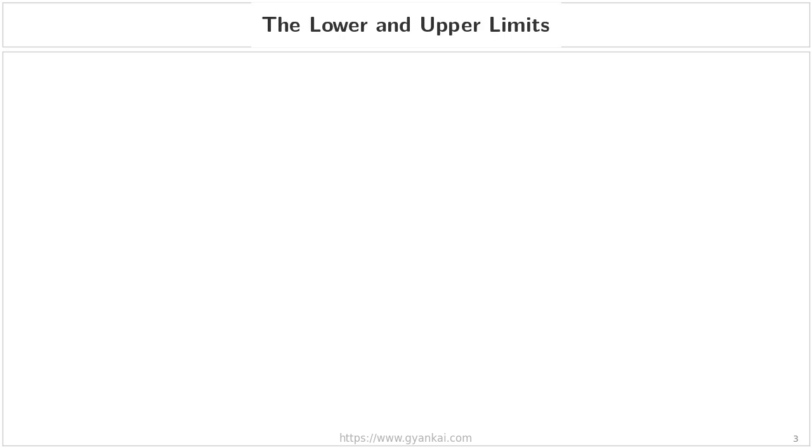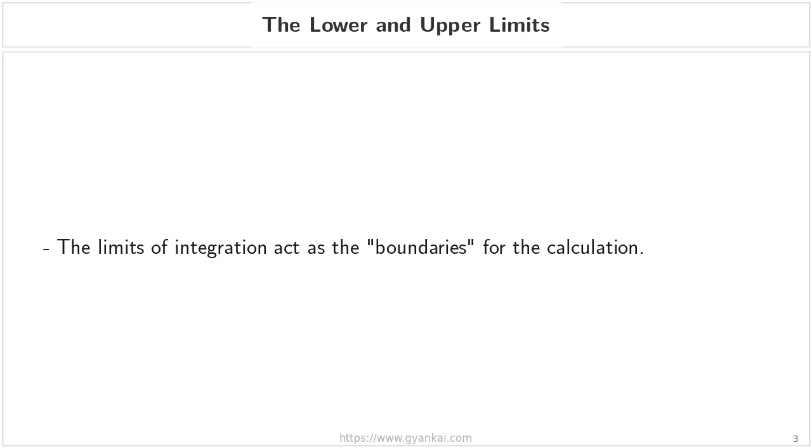The lower and upper limits. The first line here tells us that the limits of integration essentially act as boundaries for our calculation. Think of it like drawing a line on the x-axis. The limits tell us where to start and stop considering the function.